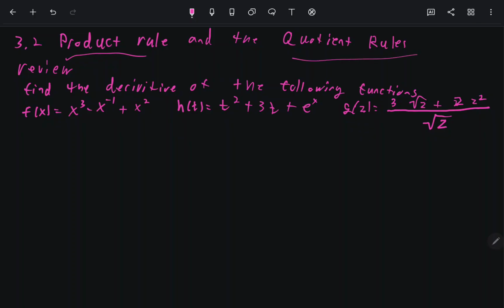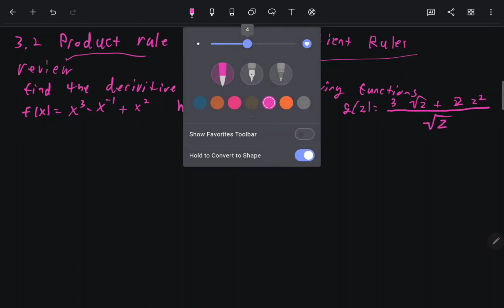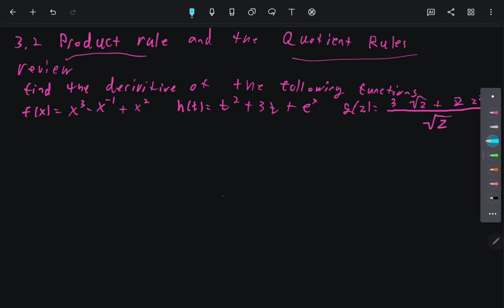So to start out with this first derivative, we're going to start out by taking the derivative of both sides. So we have d over dx of f of x is equal to the derivative with respect to x of x cubed minus x to the negative 1 plus x squared. All right. Now what? Well, we are going to take the derivative. We're going to distribute this derivative.